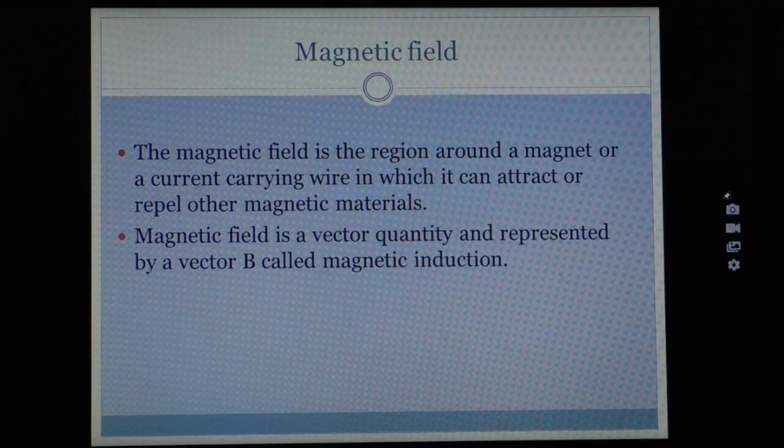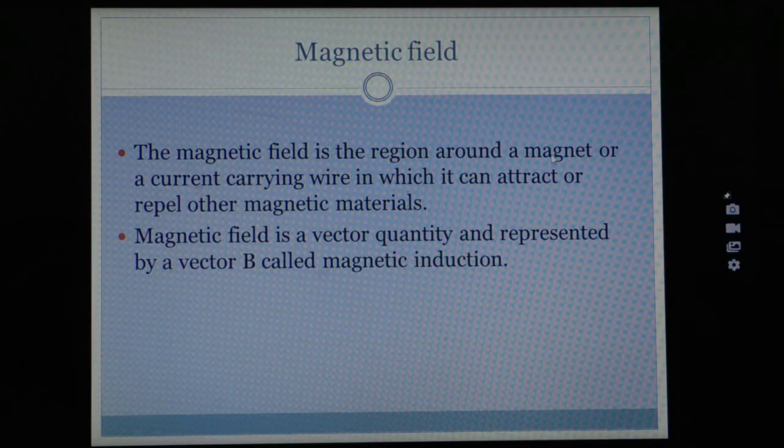But dear students, in electromagnetism, we have to consider the magnetic field which is created by a current carrying wire, according to the magnetic effect of an electric current, in which it can attract or repel other magnetic materials. This magnetic field, which is created by a current carrying wire, is the same as the magnetic field which is created by a bar magnet.